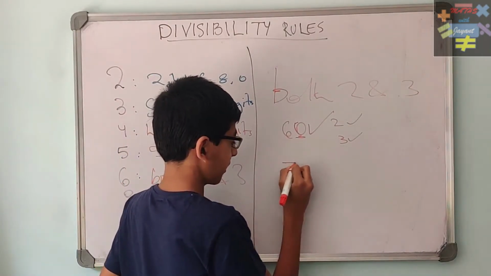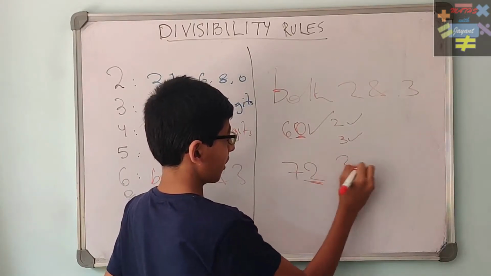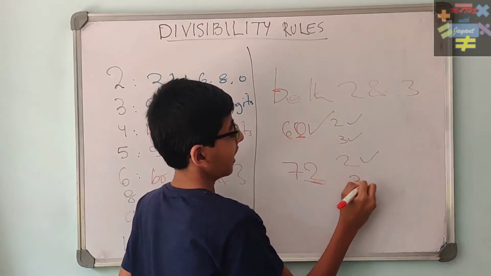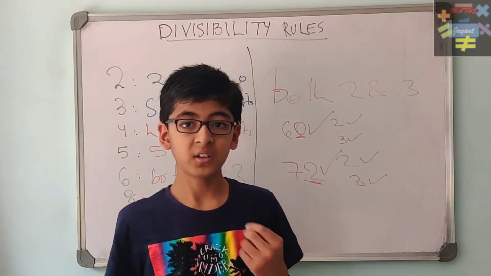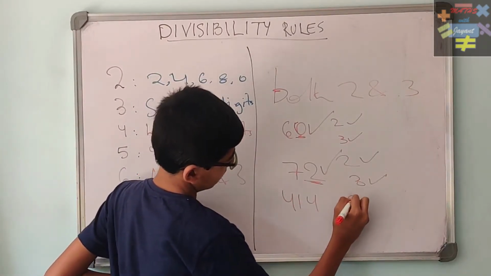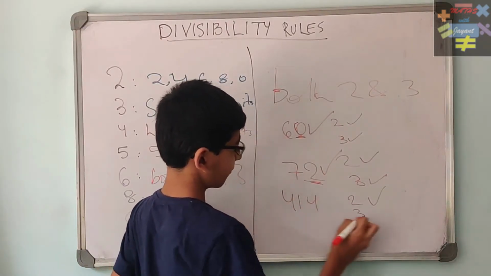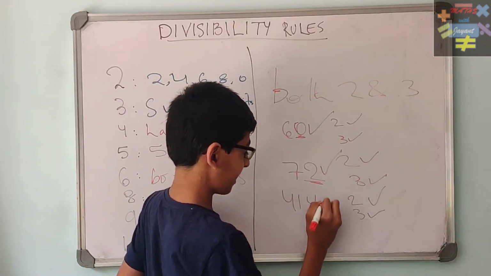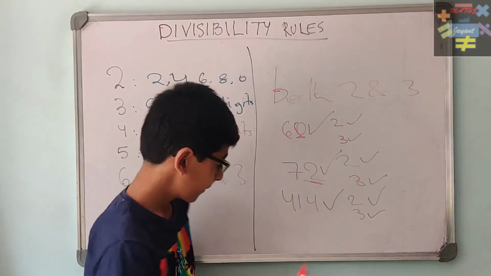Now let us have a look at another number like 72. It ends with a 2, so divisible by 2. 7 plus 2 is 9, it is divisible by 3. So this number is divisible by 6. Let us have a look at another example, 414. It ends with a 4, divisible by 2. 4 plus 1 is 5, plus 4 is 9. It is divisible by 3 also. So this number is divisible by 6 also.